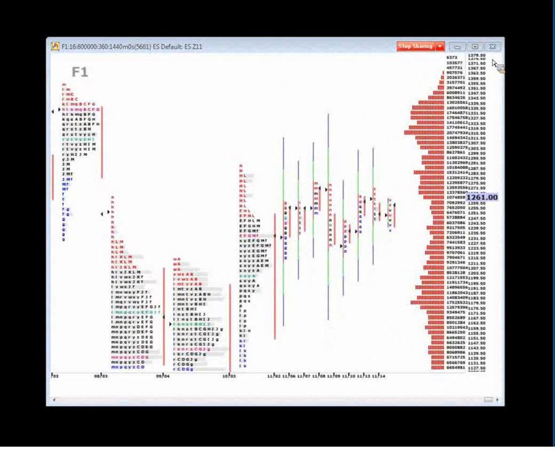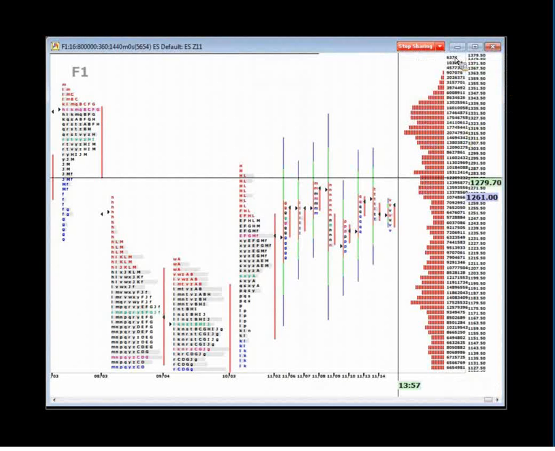Okay, lower high, lower low, volume lower than the preceding day. If we were to look at this screen, the F1 screen, the daily one, lower high, lower low, volume lower than the preceding day, be looking to sell into strength.